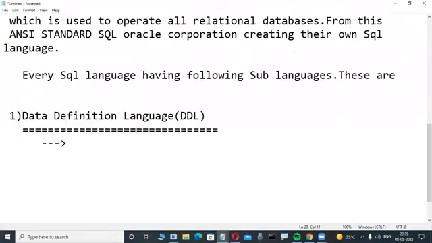Again, drop is a command under DDL. What do these things mean? Practically we are learning. Truncate is a command. These are the four commands available under DDL in every database. But Oracle is different. On the Oracle side, rename is an extra concept they are giving.